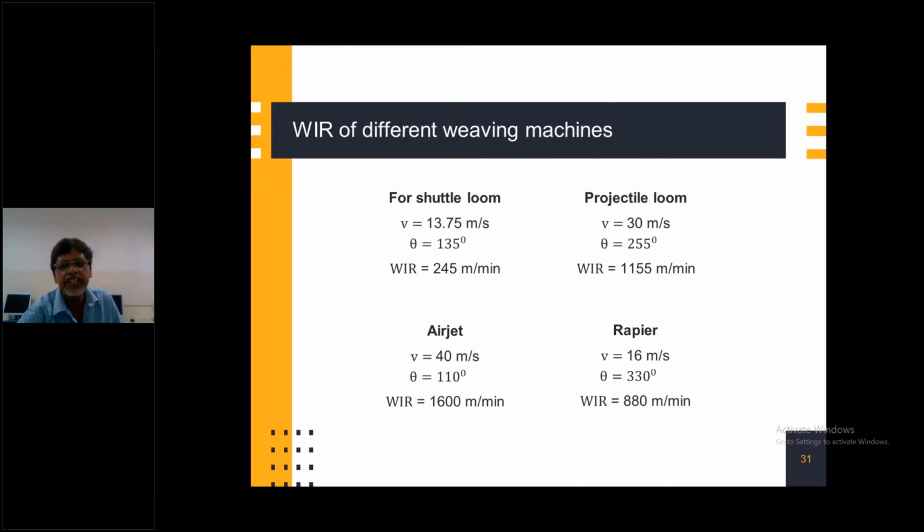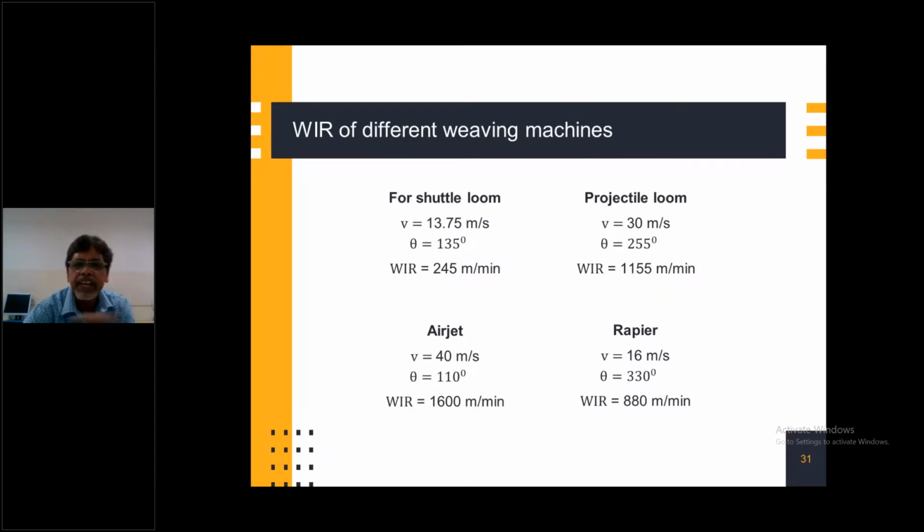Then if you go here, the velocity of the weft is further increased from 30 meters per second to 40 meters per second. But as the weft insertion rate is very high, you reduce theta to 110 degrees. So the weft insertion rate is 1600 meters per minute. This is one of the highest insertion rates.